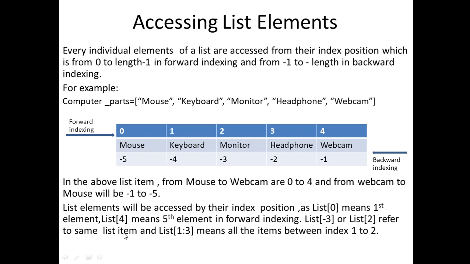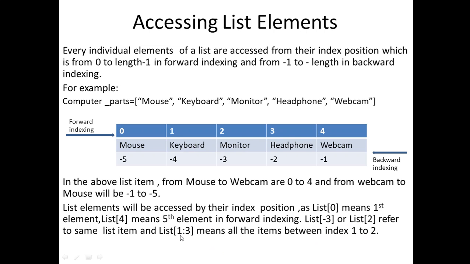At the same time, with list[1:3], in that way also you can access multiple items at the same time. List[1:3] means it will start accessing the elements from the first position till the second position, because what you write at the end position will be less than that by 1. So 1:3 means the items between index 1 to 2: index 1, that is the keyboard, and index 2, that is the monitor, will be accessed.